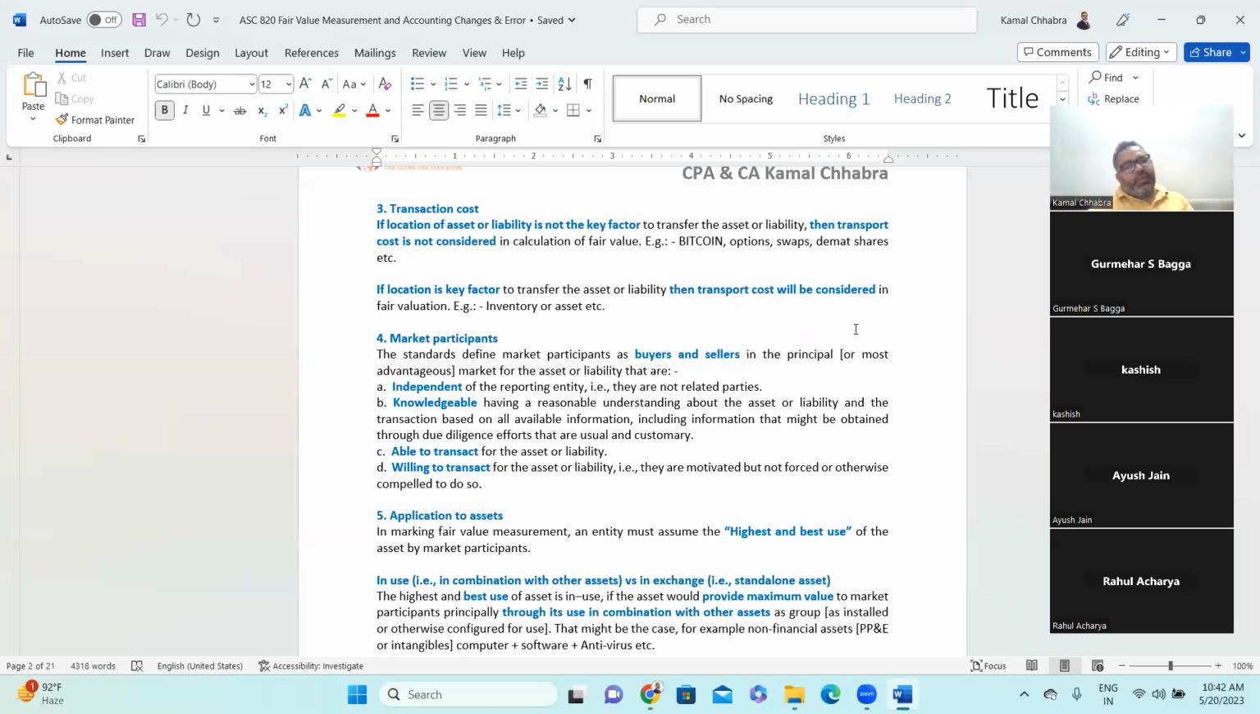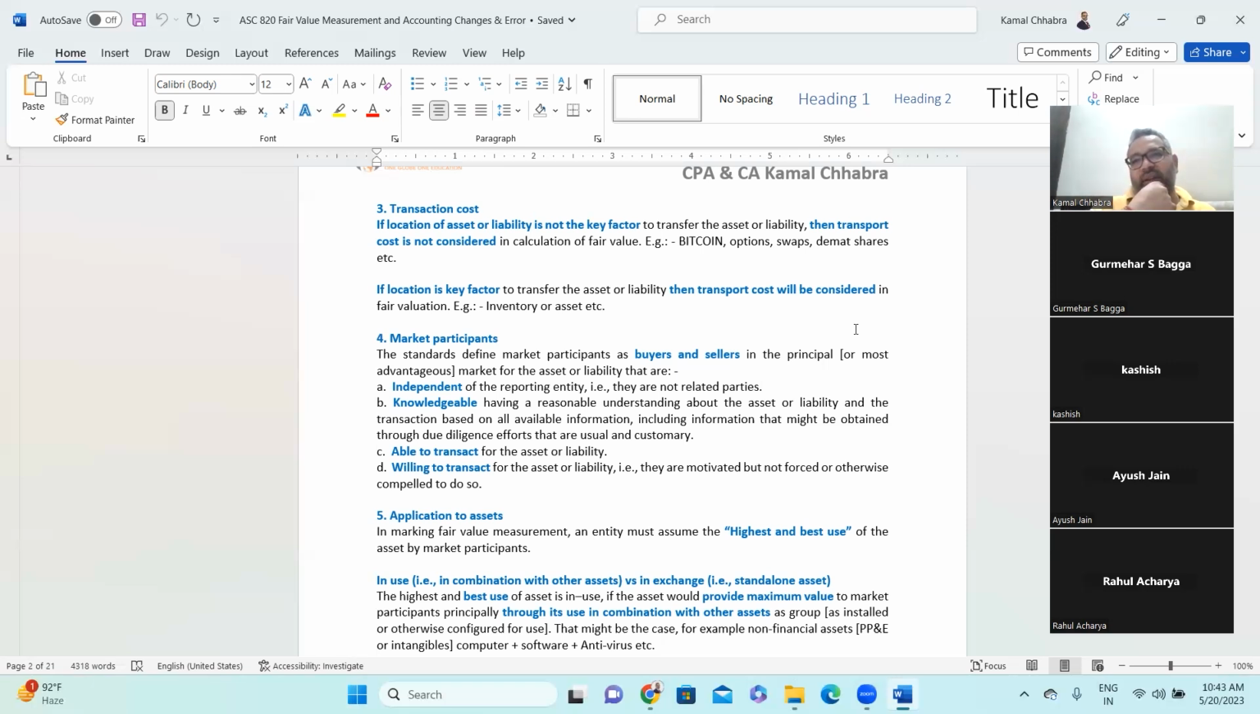But if location is a key factor, for example, in Senegal we have a phosphorus mine, and that phosphorus is very much required in India for chemical reactions or for any chemical company. In that scenario, bringing the phosphorus from Senegal to India would involve huge transportation. So in that scenario, you need to consider the transportation cost to be part of the fair valuation for your inventory valuation, or the asset valuation, whatever you are importing or transferring. Make sense? Yes, sir.